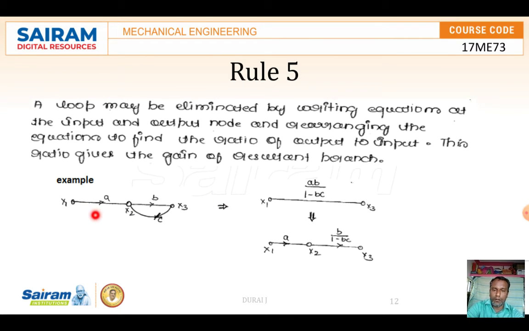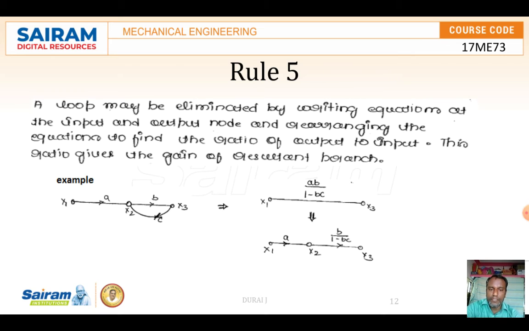Here it requires some derivation. The x1, x2, x3 nodes are there. The forward path is x1 to x2 to x3. The reverse path is x3 to x2, with transmittance c. A loop may be eliminated by writing the equations for the input and output nodes and rearranging to find the ratio of output to input. This ratio gives the gain of the resultant branch. If we eliminate x2 and the reverse loop, the equation becomes x1 into ab by 1 minus bc, giving x3.